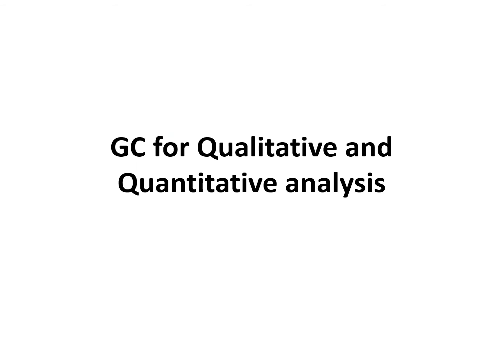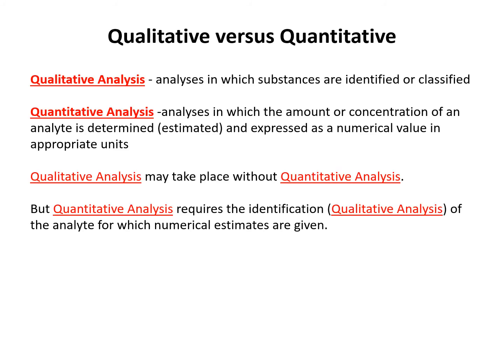Okay, class, now let's move on to GC for qualitative and quantitative analysis. Qualitative analysis is the analysis in which substances are identified or classified. As for quantitative analysis, it is the analysis in which the amount or concentration of the analyte is estimated or determined, and we have to express that as a numerical value in appropriate units. Qualitative analysis may take place without quantitative analysis, but quantitative analysis requires identification first, which is the qualitative analysis of the analyte, before the numerical estimation is given.